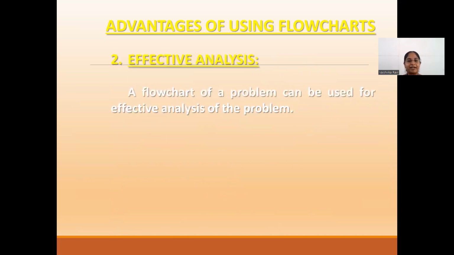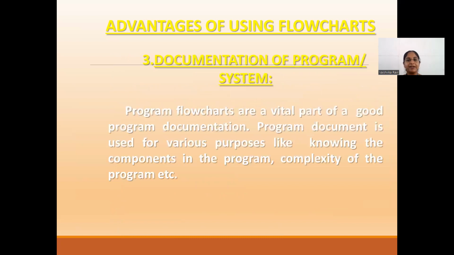Next one is effective analysis. A flowchart of a problem can be used for effective analysis of a problem. Next one is documentation of a program or system. Program flowcharts are a vital part of good programming documentation. Program documentation is used for various purposes like knowing the components in the program, complexity of the program.